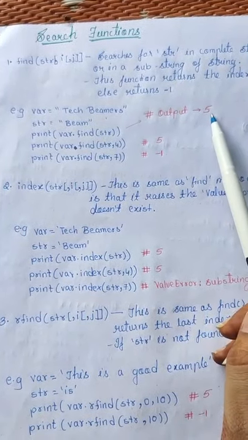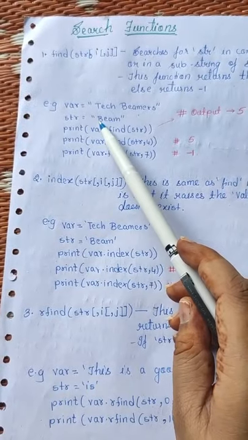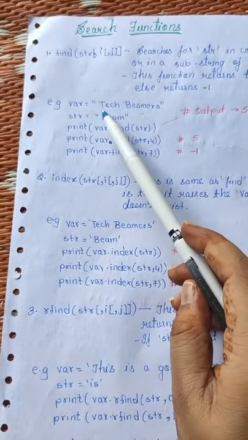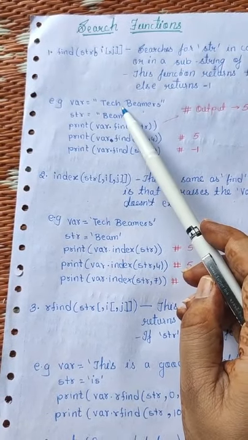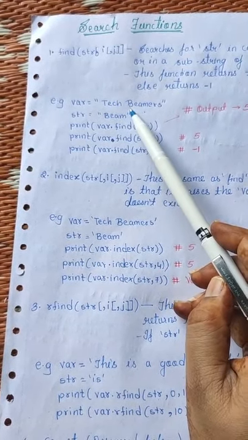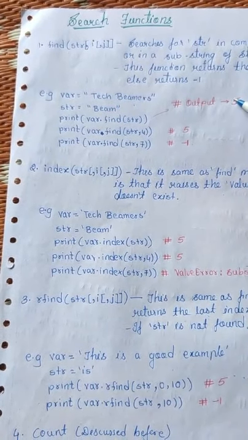So what exactly is this 5? 5 is nothing but the index of this B. As you can see, T has index 0, then 1, 2, 3. This space will have 4 and this B will have the index 5. So accordingly, it is going to give me the output 5.